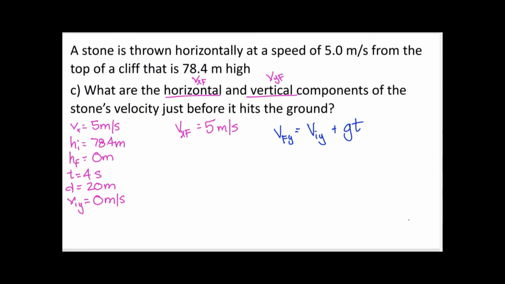Okay, so here's where we're at. And we're looking for that VFY. Our VIY is 0. And then we just do 9.8 times T, which was 4.